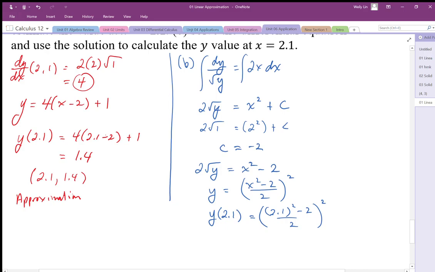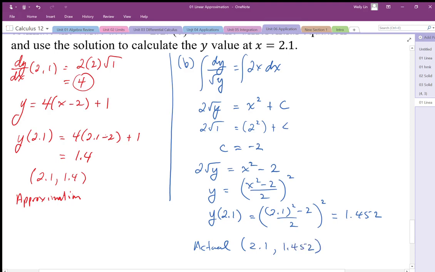So 2.1 squared minus 2 divided by 2, okay, and that all squared. I'm getting 1.45. Okay, so our actual value of this is equal to 1.452. Okay, so the actual value, so this is the actual coordinate is 2.1, 1.452.